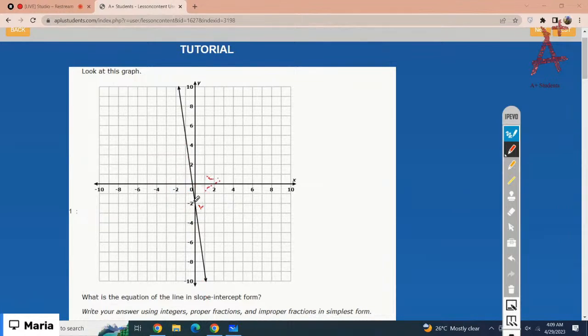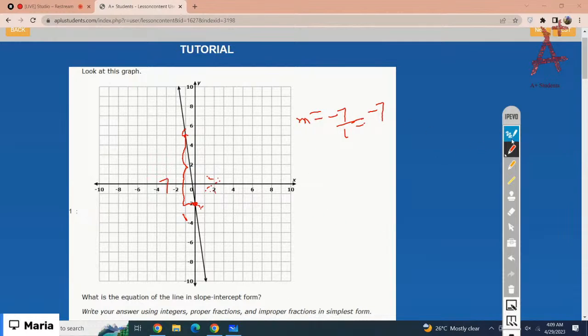This is the point and this is the point. You can see 1, 2, 3, 4, 5, 6. Here you have 1 and here you have 7. So the slope is -7 over 1. That would be -7. Got it? So slope m equals -7.